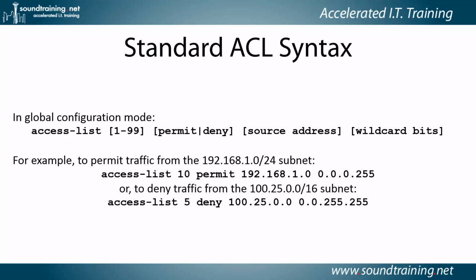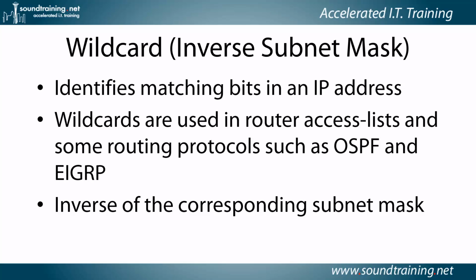Now, let's do another example. If you want to deny traffic from the 100.25.0.0/16 network, you'd use the statement access-list 5, again, any number between 1 and 99, deny because we want to block it. 100.25.0.0, that's the network address, and then the inverse mask. Well, normally a 16-bit subnet mask would be expressed as 255.255.0.0. We simply flip it and express it as 0.0.255.255.